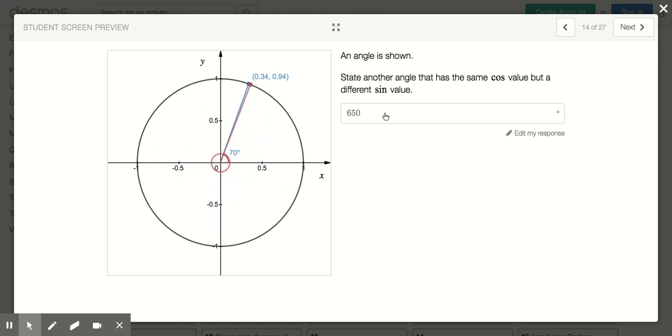Guys, I don't know what's going on with me. I can't do math as quickly as I used to be able to. So 650 does work as well. Again, you could do another full rotation and see if that works. There's many different ways that you could answer this problem and still get a correct answer.